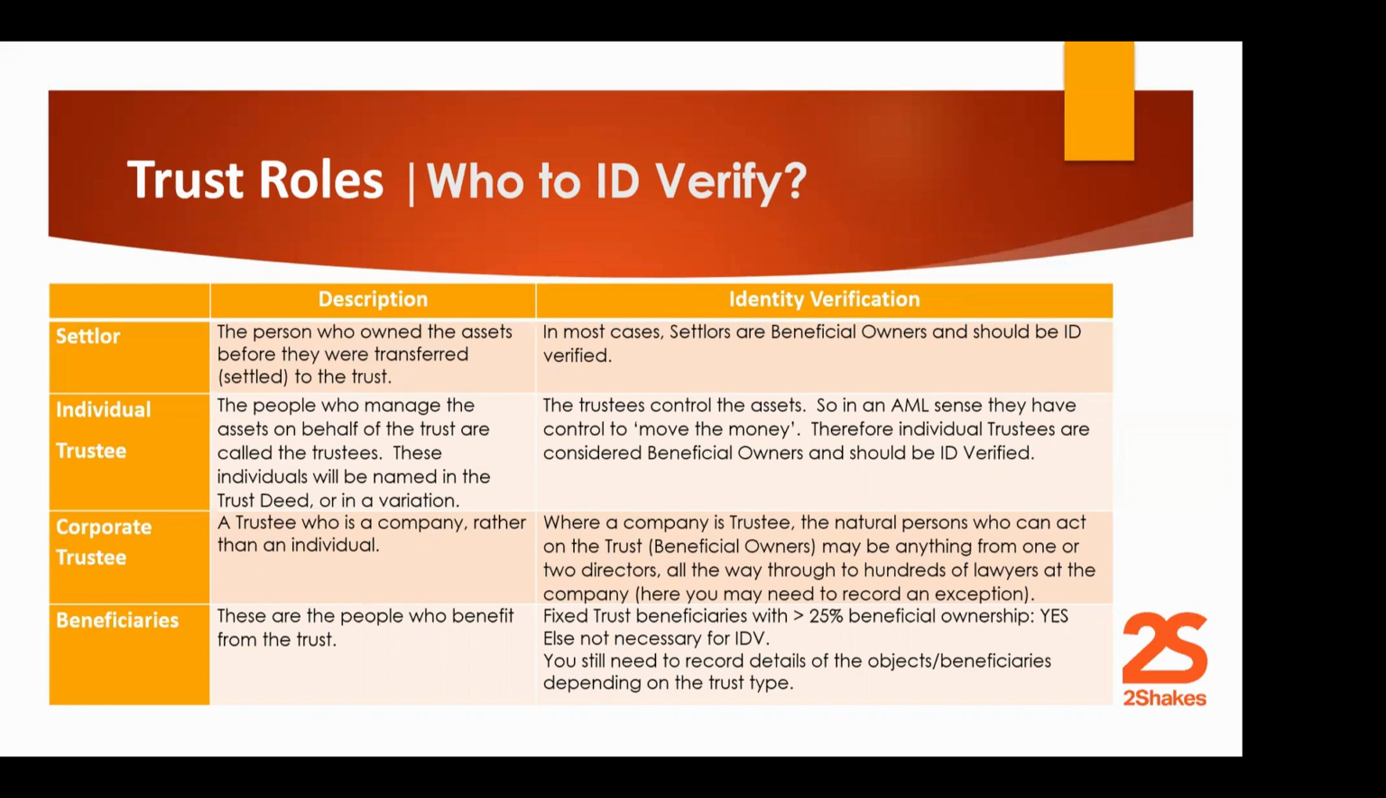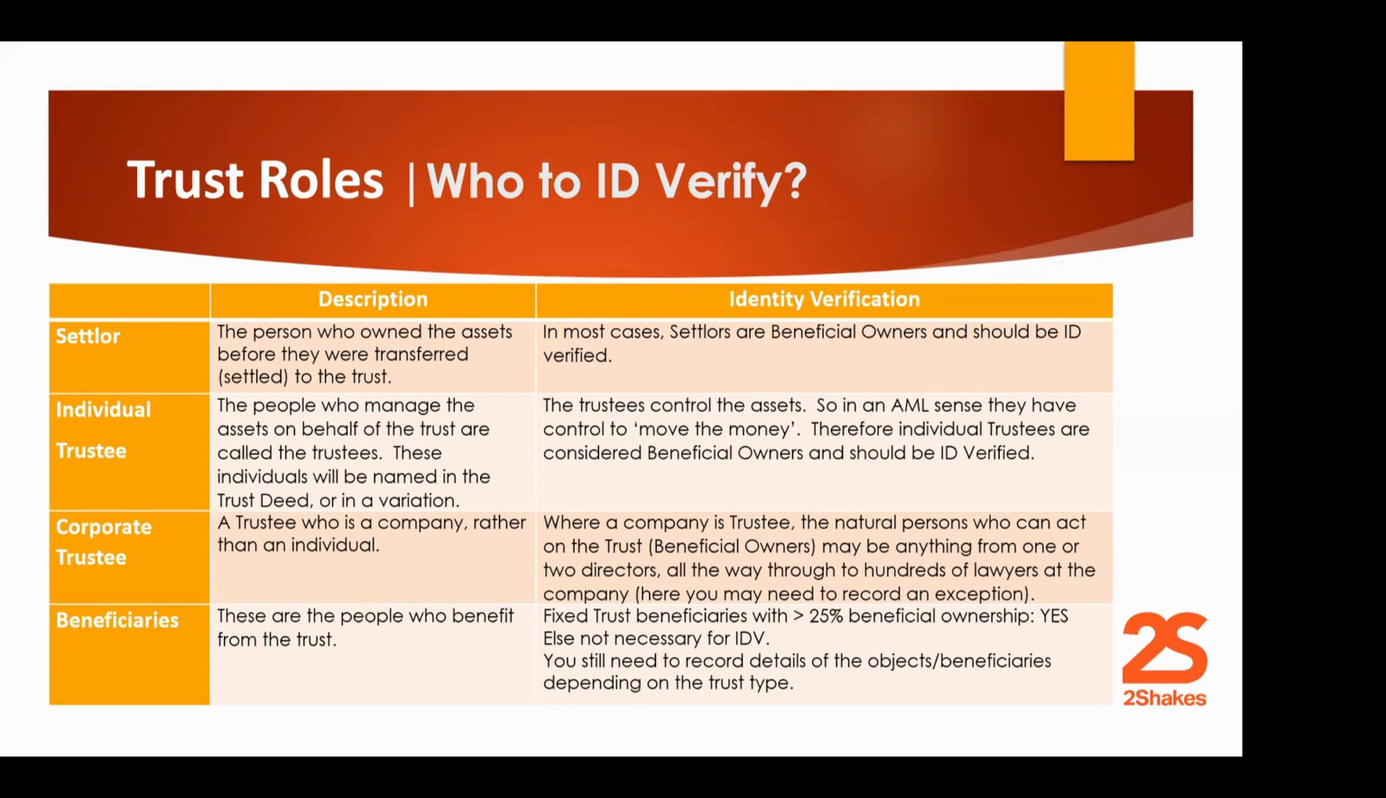So the beneficiaries in some way or shape will be listed in the trust document. Now, for a fixed trust, and this is where it gets a little bit interesting, if a single beneficiary has more than 25% of the benefit of that trust, so their proportion of disbursements, whenever they happen, it will be in fixed proportion, and they're getting more than 25%, that's above the beneficial ownership threshold. And so they would need to be added to people for ID verification. So that's on a fixed trust.